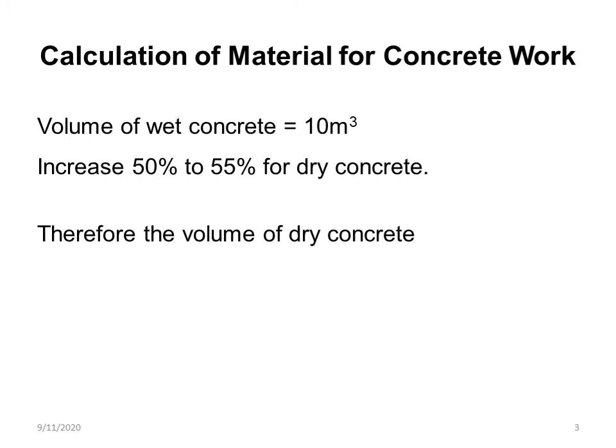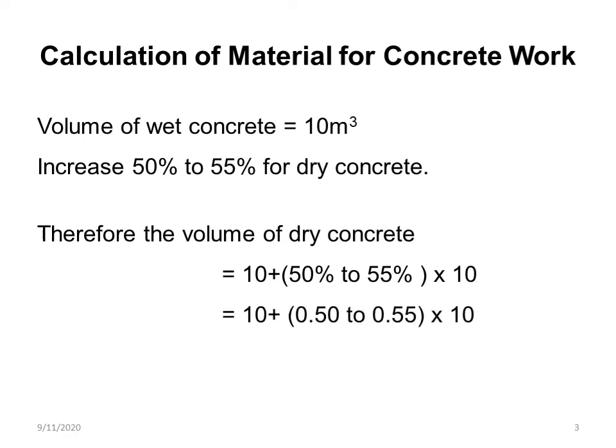Therefore, the volume of dry concrete is equal to 10 plus 50 to 55% of 10. That becomes 15 to 15.5 m3 of aggregate, means aggregate plus sand plus cement, required for making 10 m3 wet concrete. So, we are taking around 15.2 as multiplication factor for converting wet concrete to dry concrete. In some textbooks, it is taken as 15.4. It is a range between 15.0 to 15.5.